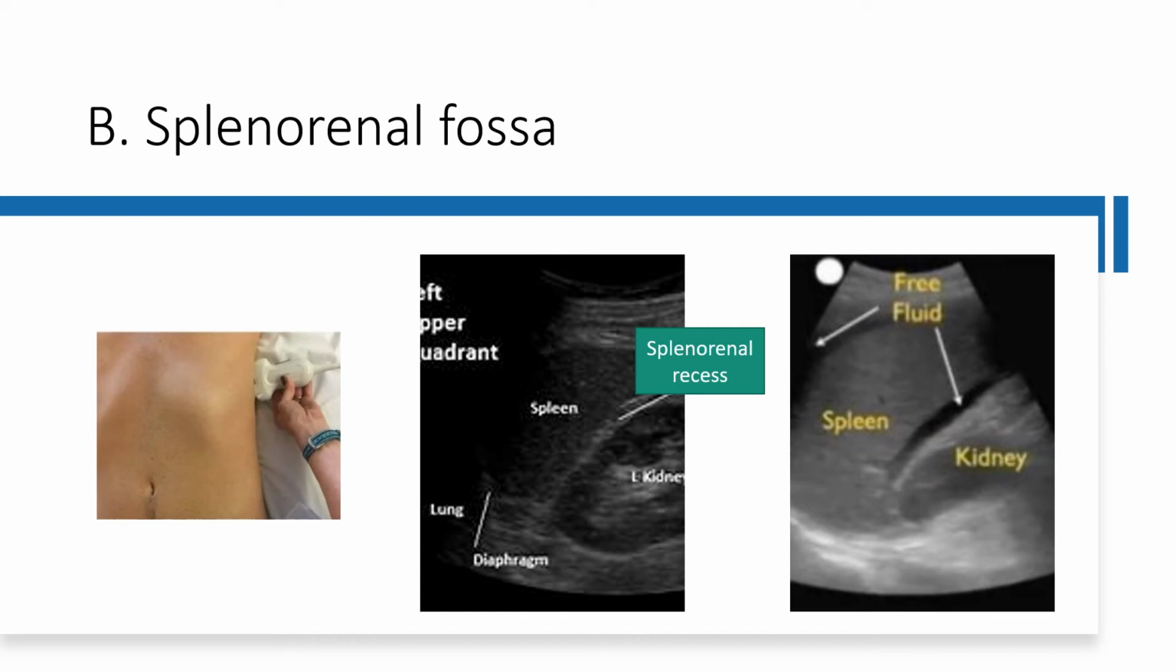Okay, so this free fluid is actually blood if the patient has trauma, complains of abdominal pain, and you suspect the patient has blood in the abdomen. So when you scan at the splenorenal fossa and you find free fluid here, it is highly likely there's blood there, indicating an injury to an organ in the abdomen.